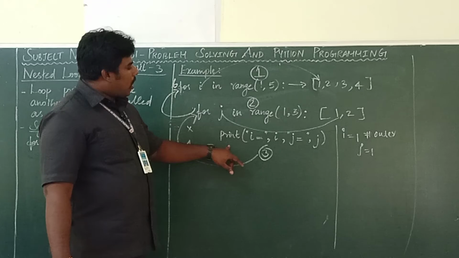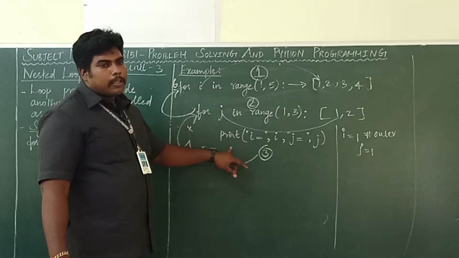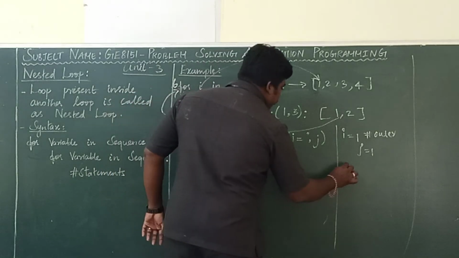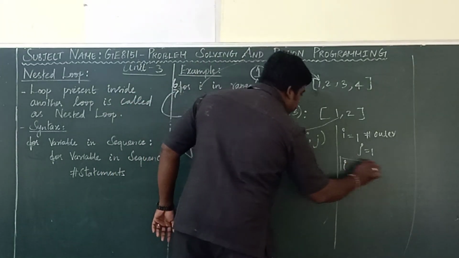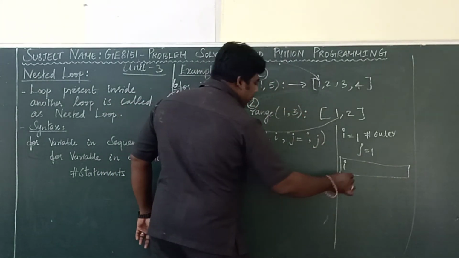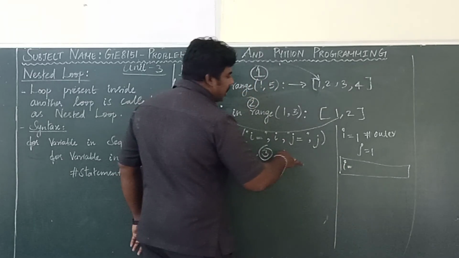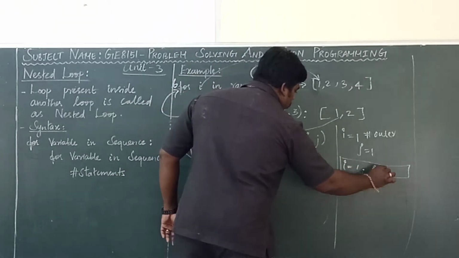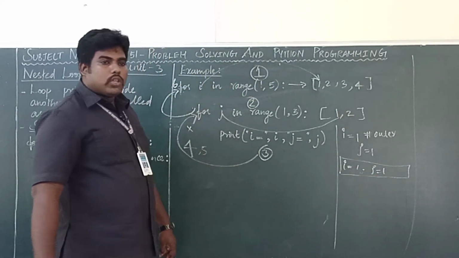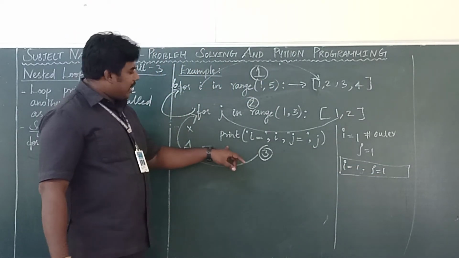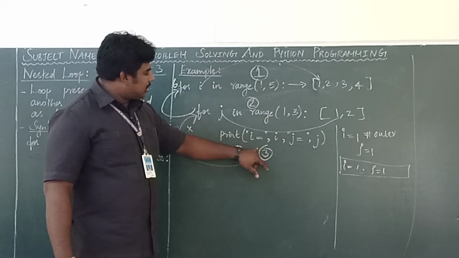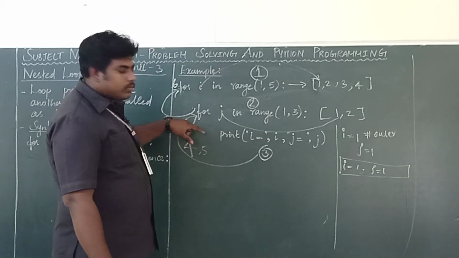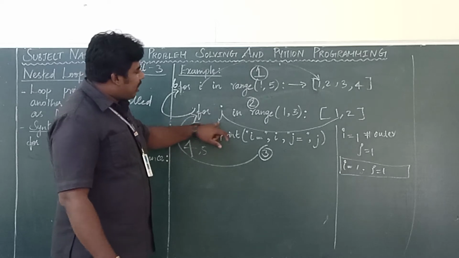Okay, now it is printing the I and j values. So it will print I equal to, this is your output, I equal to I. What's the I value? 1 comma j equal to 1. After completing this line, it will go back. This is the fourth step. It will go back. Now what's the j value?